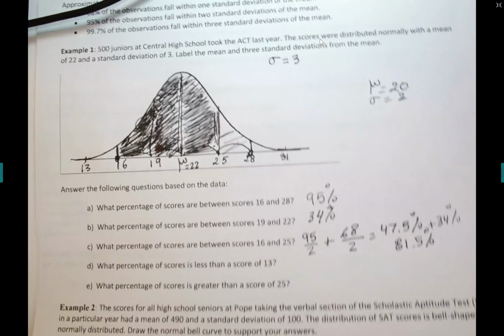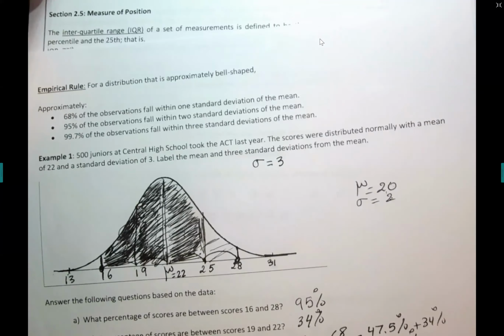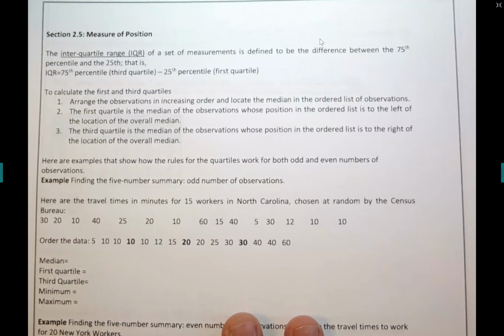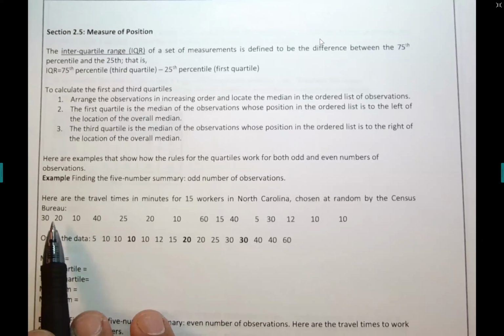And then I'm going to go to the last section, and then we'll have a nice review of chapter 2, which we'll go through the problems together. Okay. This is an easy section, not a difficult one. It's measures of position. Let me tell you what the measures of position are.